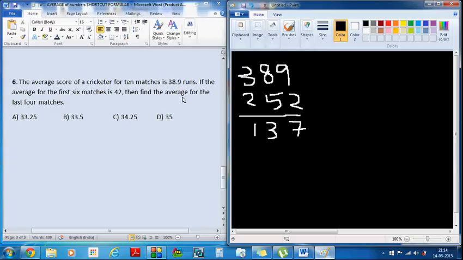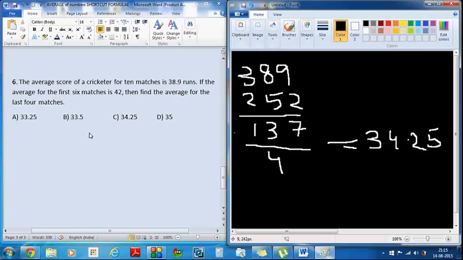So the average will be the sum of values divided by the number of values. Here, it is the sum of runs by the number of matches. So 137 by the number of matches, the last 4 matches, so it will be 4. So the answer will be 34.25. So answer C is correct.